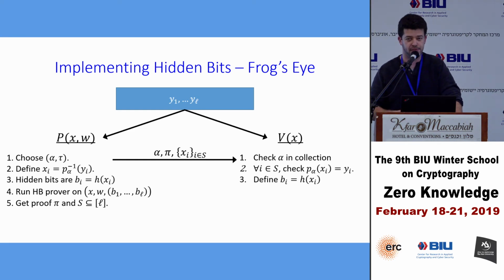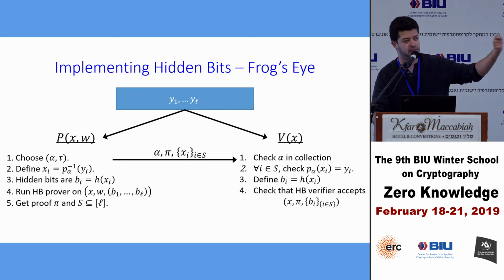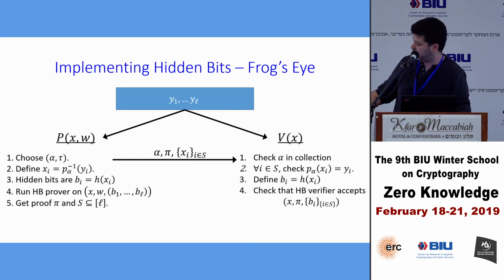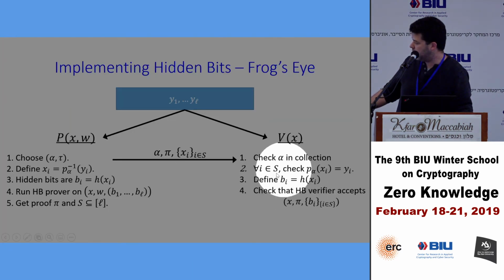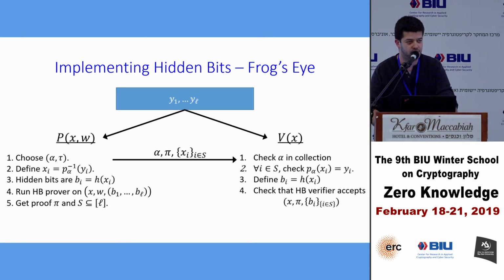Also, the verifier, from his perspective, can define the hidden bits as the hardcore bit of the xi's, and he runs the hidden bits verifier. What does the hidden bits verifier expect? He expects the input x, the proof pi from the hidden bits model, and to see these unraveled bits bi for i in the set S, which we have indeed computed. We have these bi's for all i in S, and we can run the hidden bits verifier. So that's our protocol, and let's quickly see why it has completeness, soundness, and zero knowledge.